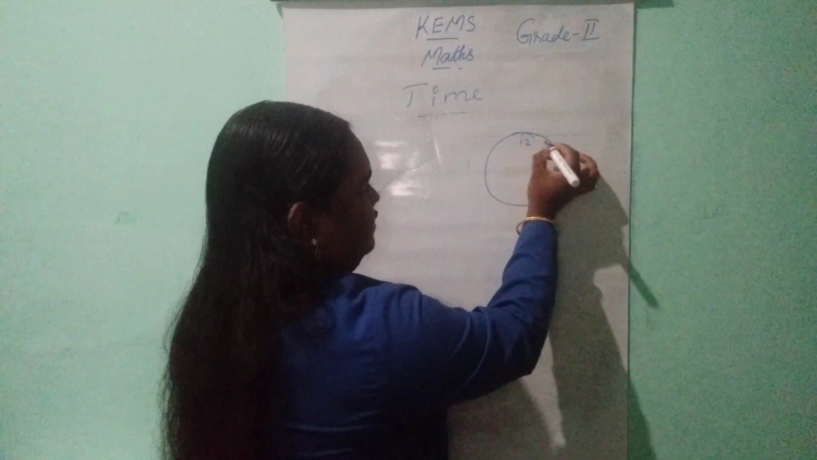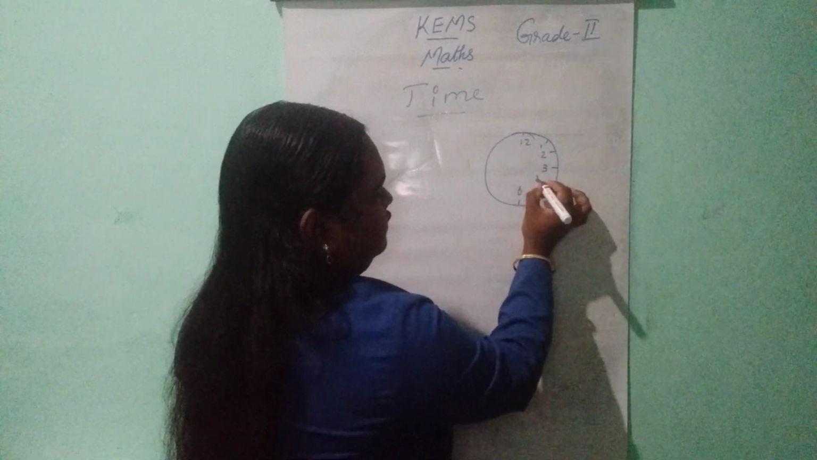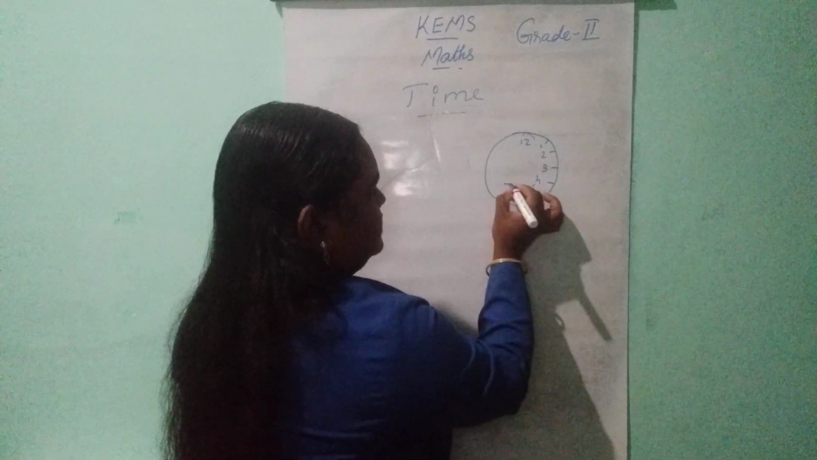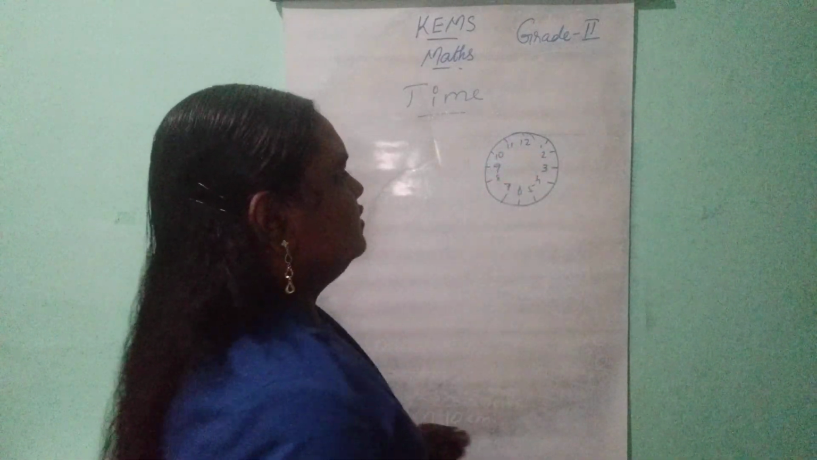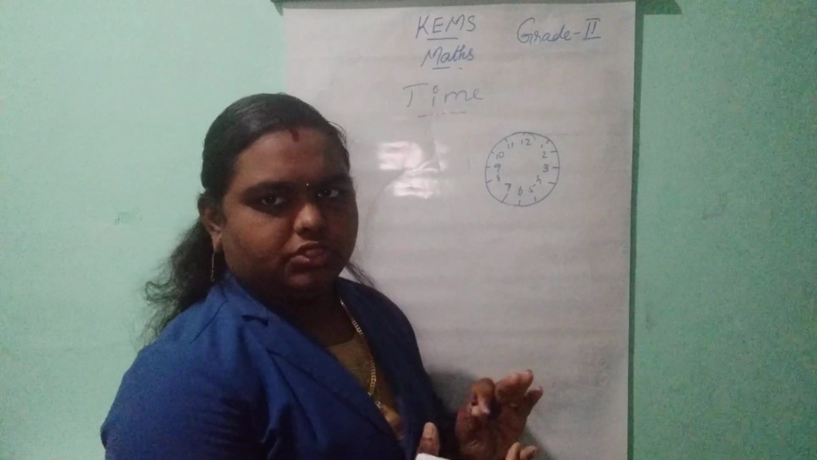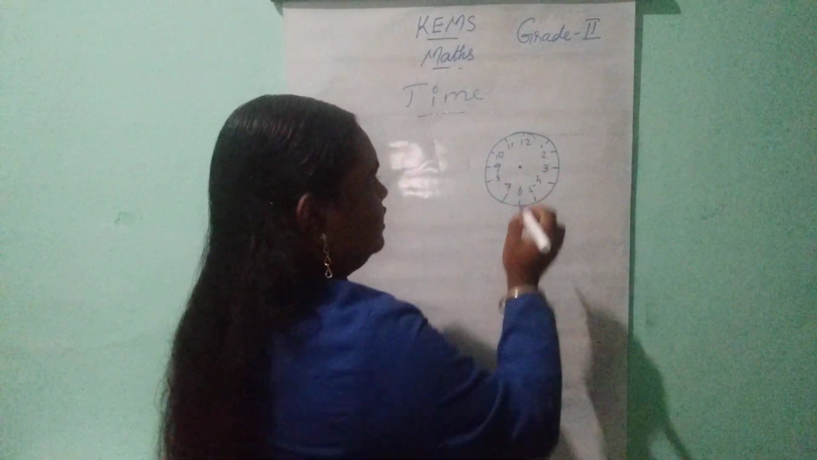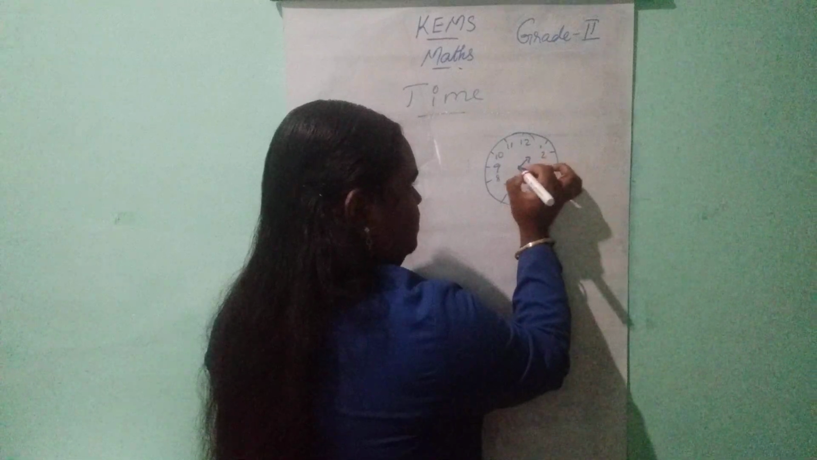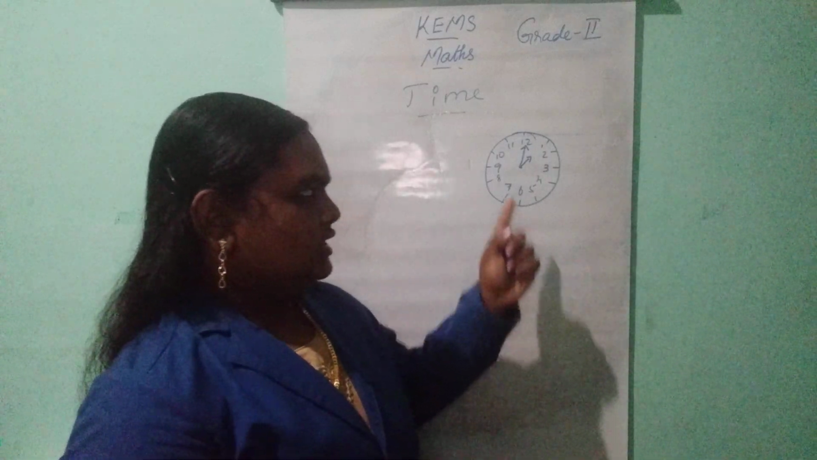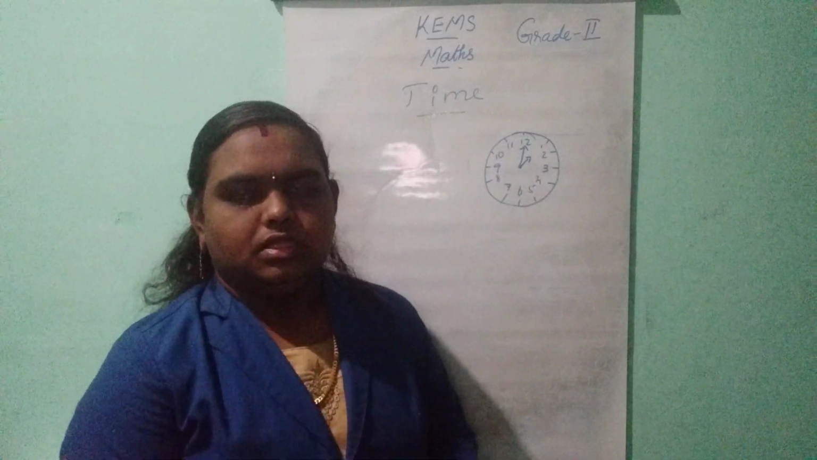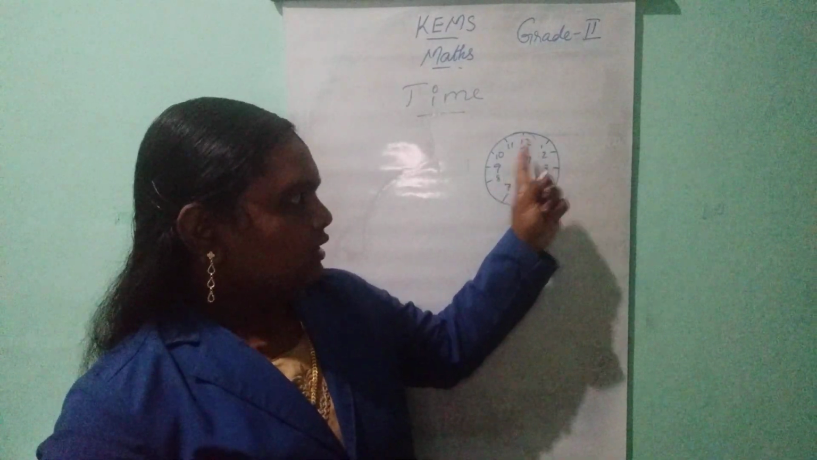So what is time? I am going to draw one clock. 12, 1, 2, 3, 4, 5, 6, 7, 8, 9, 10 and 11. This is the formation of a clock. This is the center point. I am drawing two hands: one is the small hand, another one is the long hand, that is the short hand and the long hand.